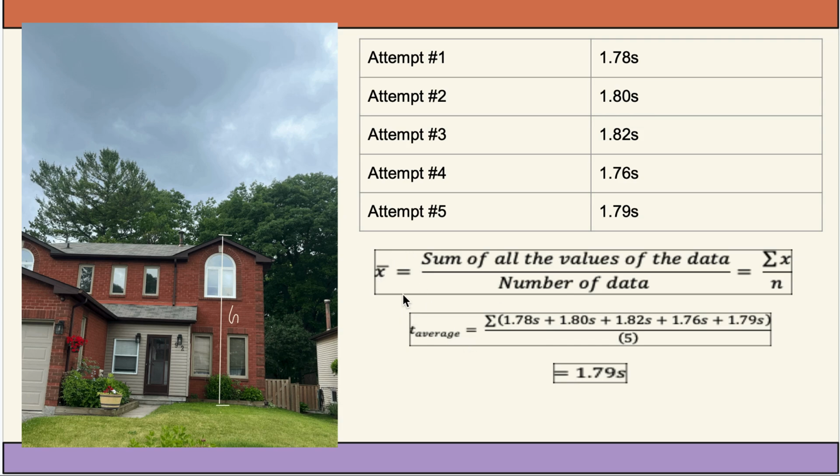So we can change the x bar into t average, because we're looking for the average time it takes. We plug in all these values at the numerator, 1.78 plus 1.80, and so on, and you divide it by 5 because you have 5 values here. I then got an answer of 1.79 seconds. So that is the average time it takes for the ball to fall from the highest point of the house to the ground.